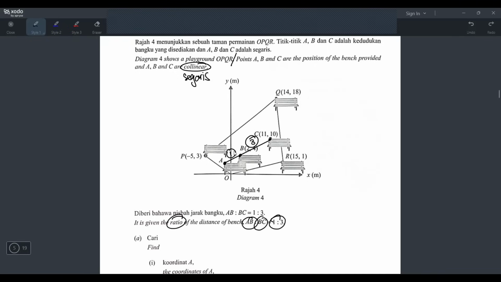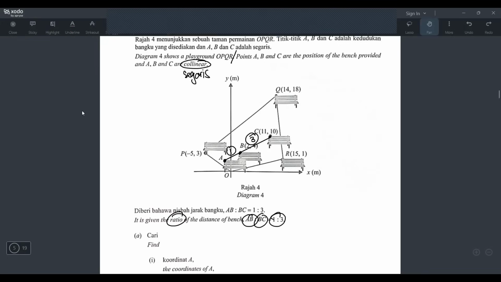Because if it is a midpoint, the distance here and the distance here must be the same before you can use the midpoint formula. And if it is a midpoint, the ratio must be 1 to 1, because half is like 1 over 2, right? But we can clearly see that this distance here is shorter and this one is longer, so you cannot use the midpoint formula. Midpoint is when the distance here and here is the same. Then we can take x plus 11 divided by 2 equals 2, y plus 10 divided by 2 equals 4 if it is a midpoint. But this one is not a midpoint, so we have to use another method.